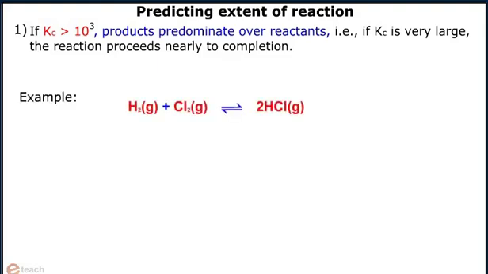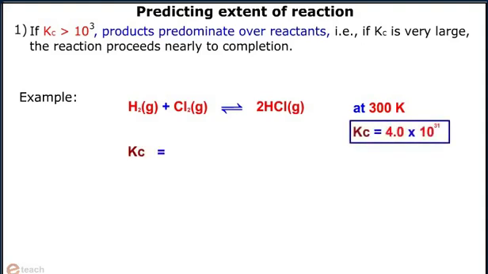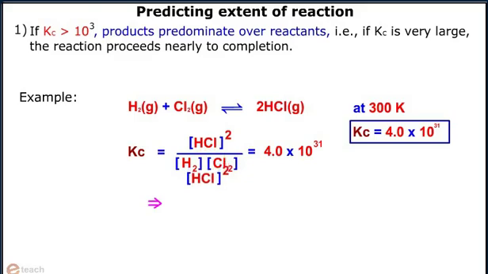For example, for the reaction H2 + Cl2 ⇌ 2HCl at 300 Kelvin, Kc of the reaction is equal to 4 × 10^31. Since Kc = [HCl]^2 / ([H2][Cl2]), which is equal to 4 × 10^31.